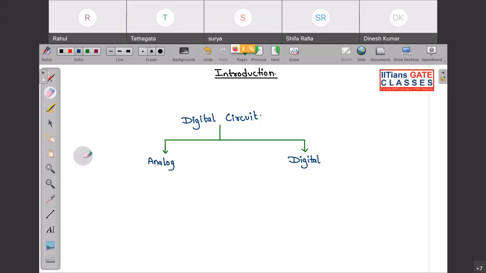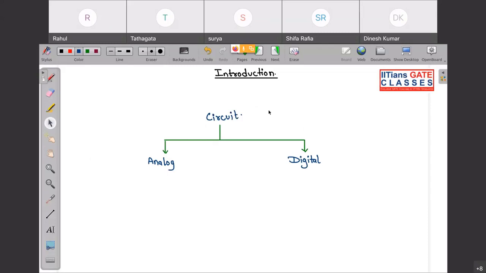Now let me ask you, what is digital electronics, or what do you mean by digital circuits? See, I should have written not digital circuit, I should have simply written circuits. So any electrical circuit can be classified basically in two parts: analog circuits and digital circuits.